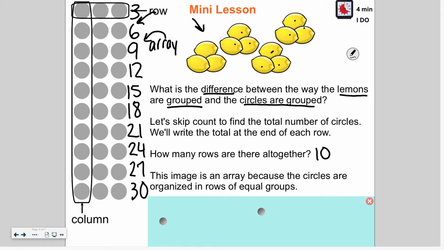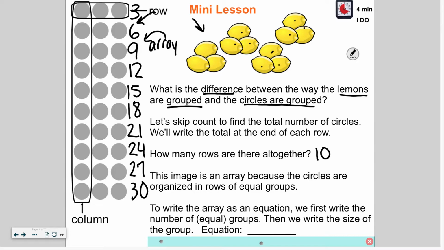And we hopefully remember from yesterday and from last year that the lemons are equal groups. So these are 2 different ways to group items in order to be able to figure out the amount. And we can relate both of these to multiplication because it's like skip counting. So let's try and make an equation. Let's actually make the relationship between these arrays and multiplication. What would our multiplication equation be?